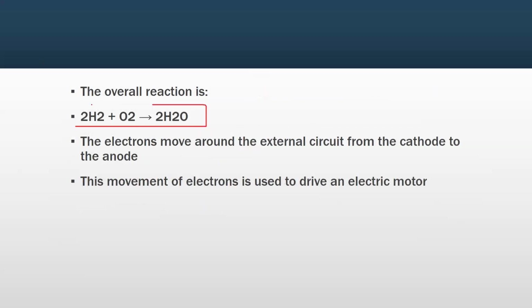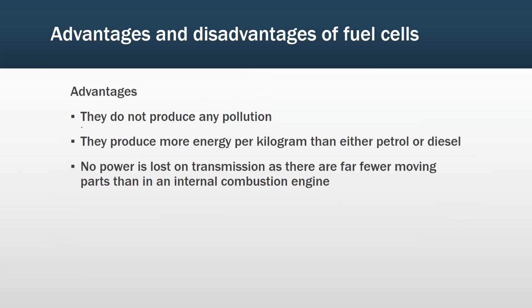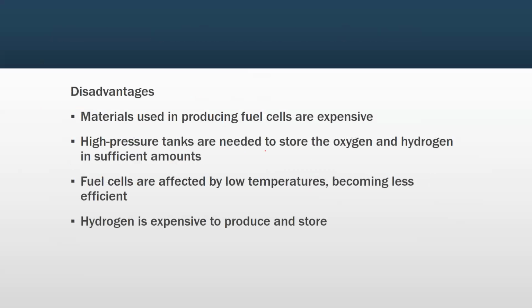So this is the overall reaction where the electrons move around the external circuit from the anode to the cathode. This movement of electrons is then used to drive an electric motor as well. So this is what a hydrogen fuel cell looks like. So this hydrogen fuel cell has a lot of advantages. For example, they do not produce any pollution. They produce more energy per kilogram than either petrol or diesel. No power is lost on transmission as there are far fewer moving parts than combustion.